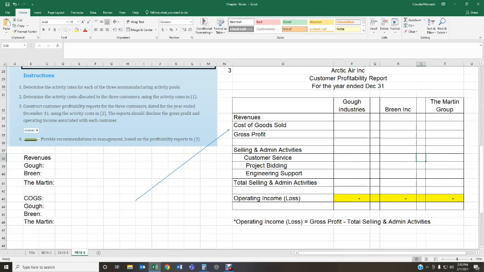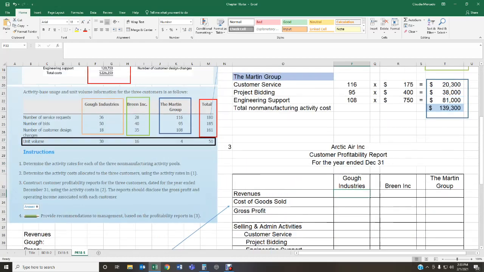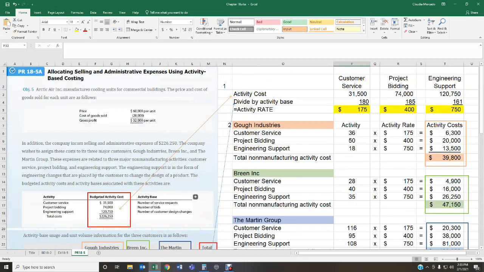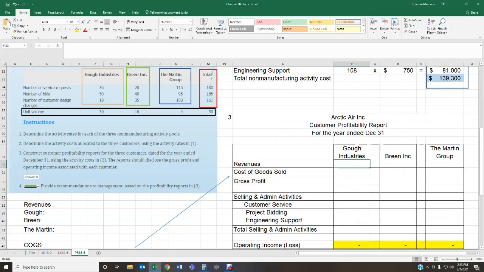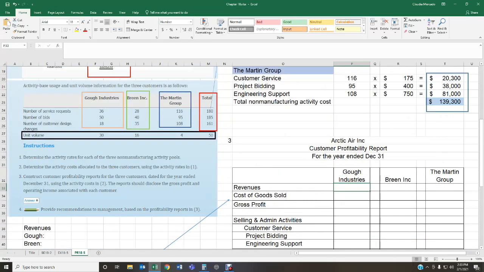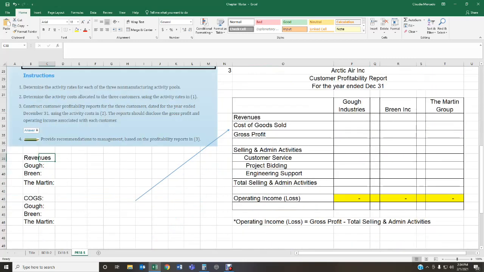Okay, so they're asking us to create a customer profitability report. To create a customer profitability report, we always start with our revenues. Now, our revenue information is not provided, but they do give us very useful information up here that we can utilize to calculate our revenue. So we don't know what our revenues are. We have to calculate them. So let's calculate our revenues down here. Let's do it for Go.